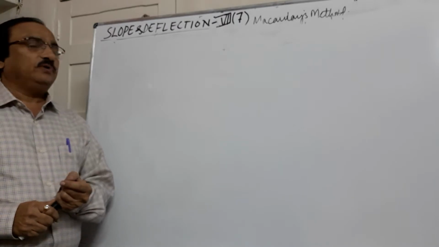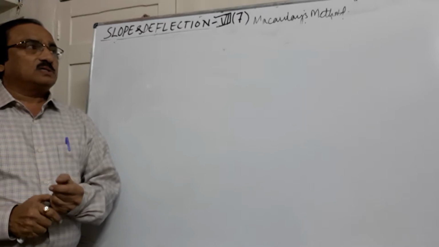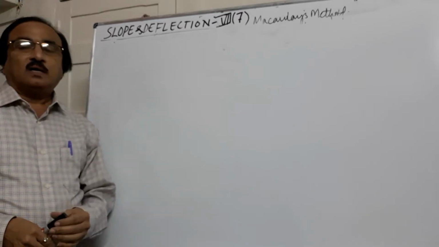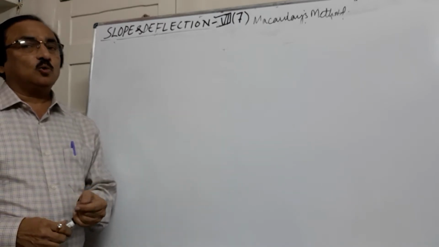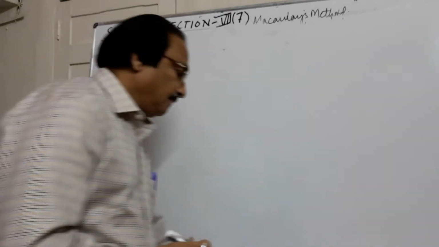In this video, we are going to see how to find out the slope and deflection by using Macaulay's method. We had seen in an earlier video an overhanging beam on the right hand side. So today we will see the overhanging beam on both the sides. So let us take a problem for that.